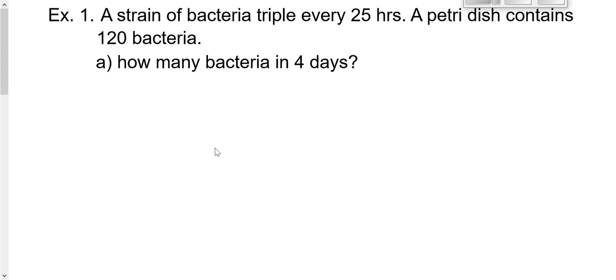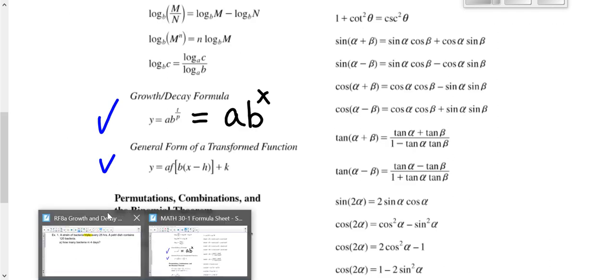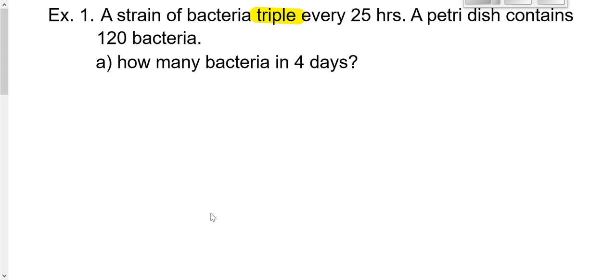Alright, so let's work out our first example using the new formula. A strain of bacteria triples, so if you look at this, this is the buzzword, every 25 hours. A petri dish contains 120 bacteria. How many bacteria in 4 days? So that's the buzzword, as I just said. You should be thinking of using this formula instead. Alright, so let's write that down. y equals a b to the power of t over p, not x.